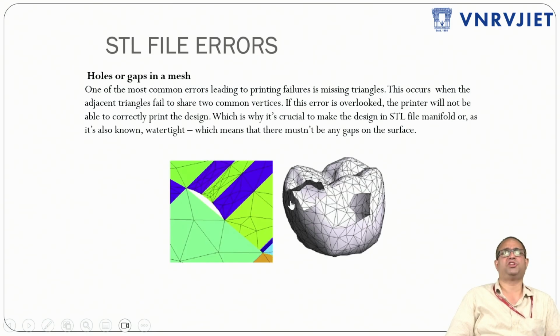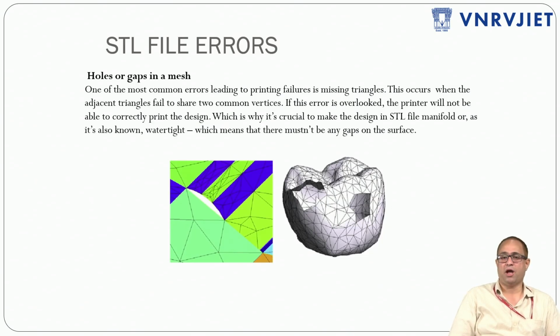So the first and foremost issue is holes or gaps in a mesh. This triangular mesh may consist of holes or gaps. Simply, I can say it should be a watertight model, meaning it should not have any sort of leaks. This error occurs especially when adjacent triangles fail to share the 2 common vertices. If this error is overlooked, the printer cannot lay up the material, so it is going to lead to print failure.